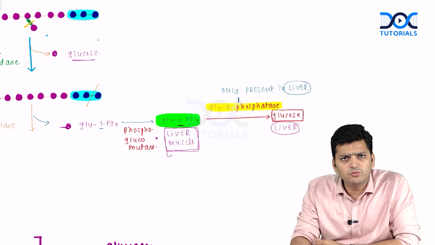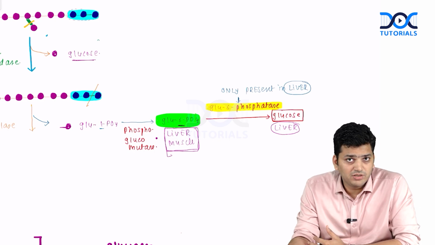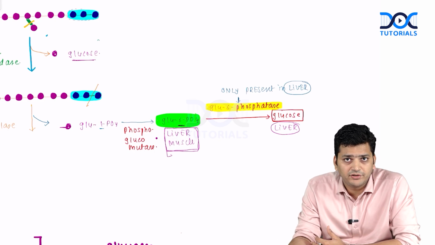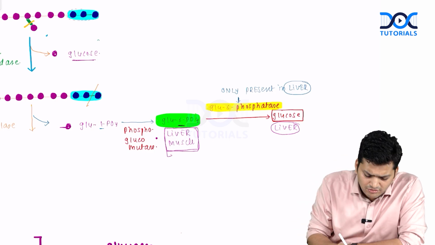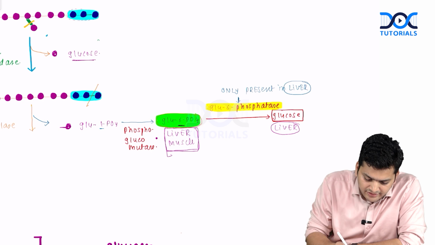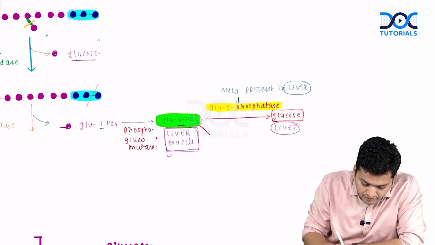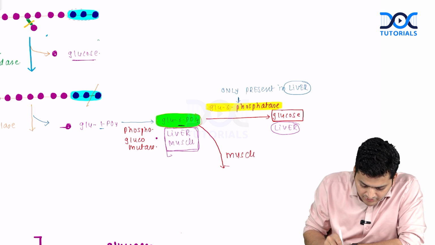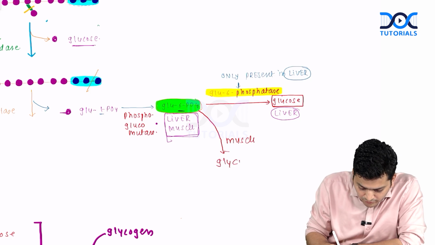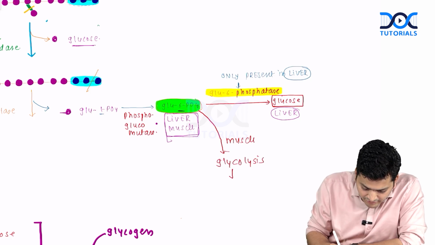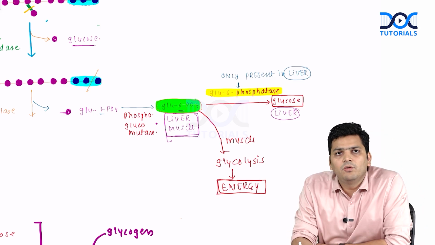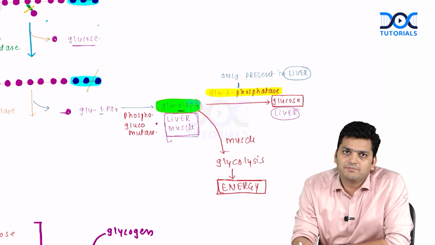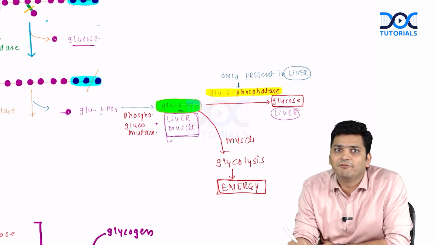But what will the muscle do with the glucose 6-phosphate then? Because the muscle can't convert the glucose 6-phosphate into glucose. What will the muscle do? The muscle wants energy. The glucose 6-phosphate is an intermediate of glycolysis. So in the muscles, the glucose 6-phosphate will go into glycolysis and will give energy to the muscles. ATP will be generated for the muscles, right? So this is how glycogenolysis occurs. This is how glycogenolysis is going to give us energy.